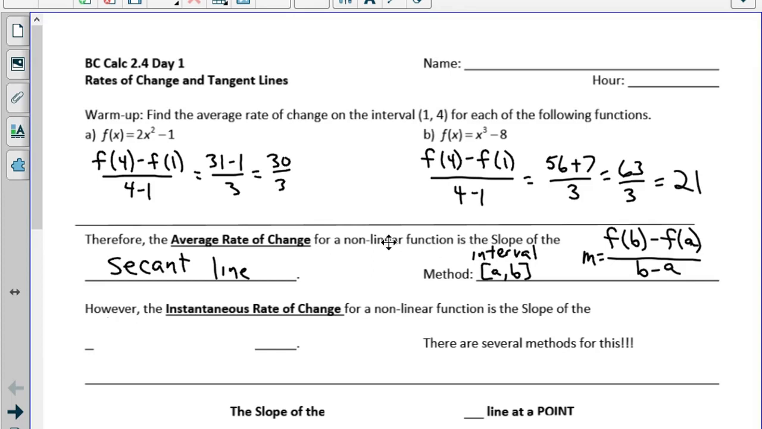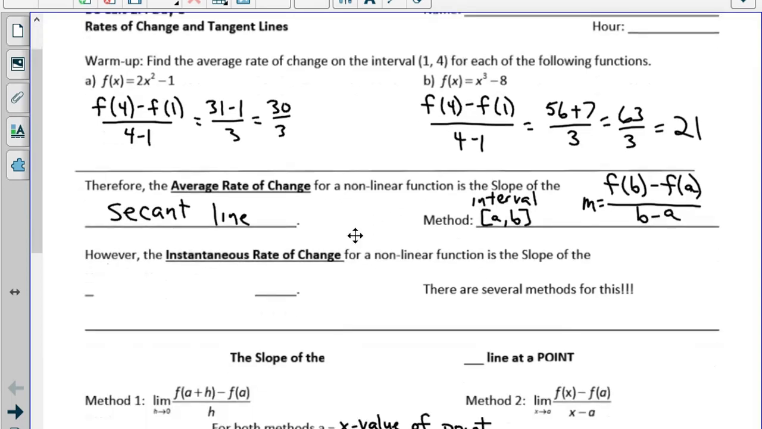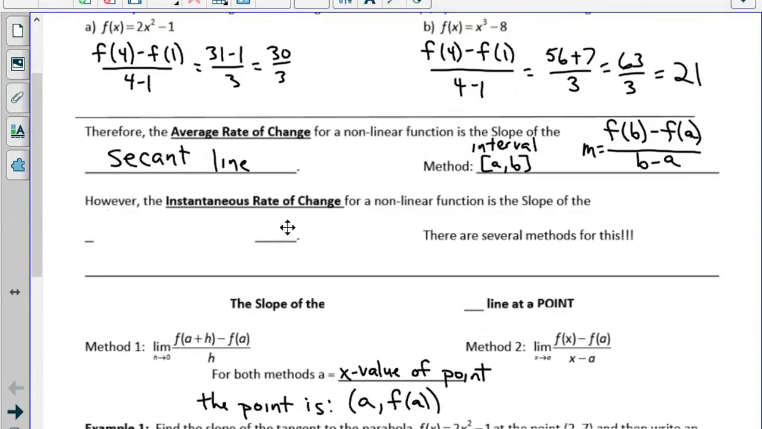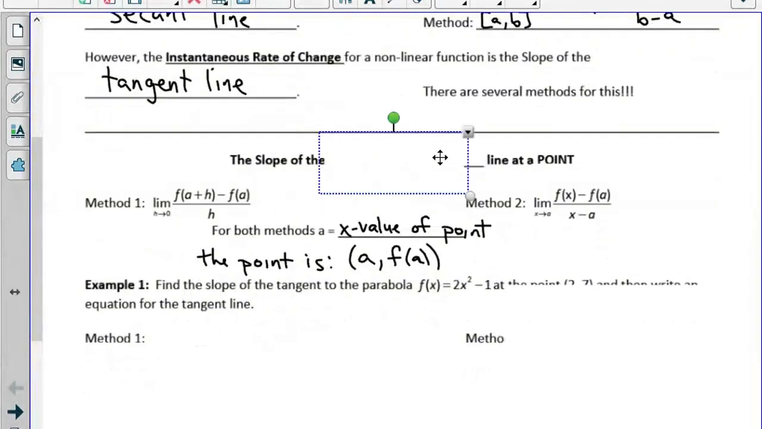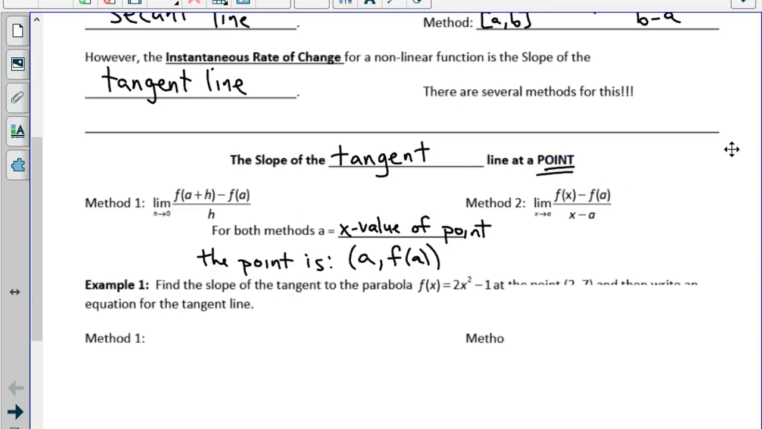However, now we're going to start talking about instantaneous rate of change. So an instantaneous rate of change for a nonlinear function is the slope of the tangent line. And there are several methods to do this. So if we're talking about the slope of a tangent line, we're going to talk next chapter more generally about the slope of the tangent line at any particular value, or what we will end up calling the derivative of a function at any value. But we're talking about at a specific point. Okay, so in this particular case, we're talking about the slope of a tangent line at one particular point.